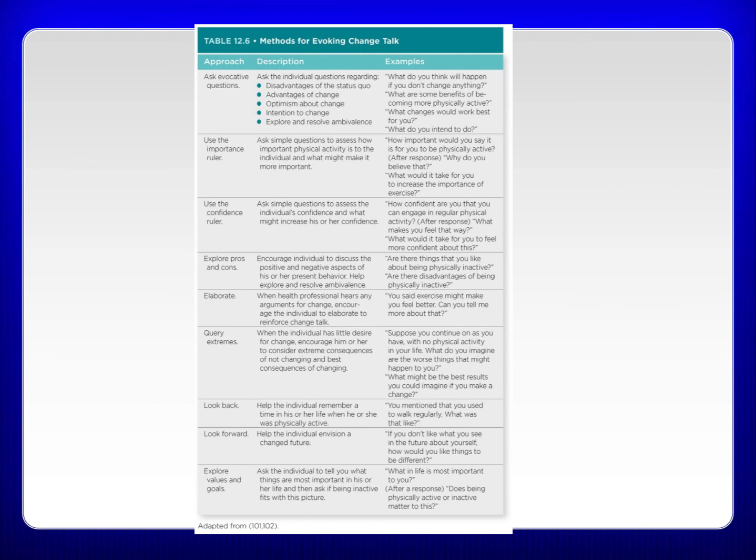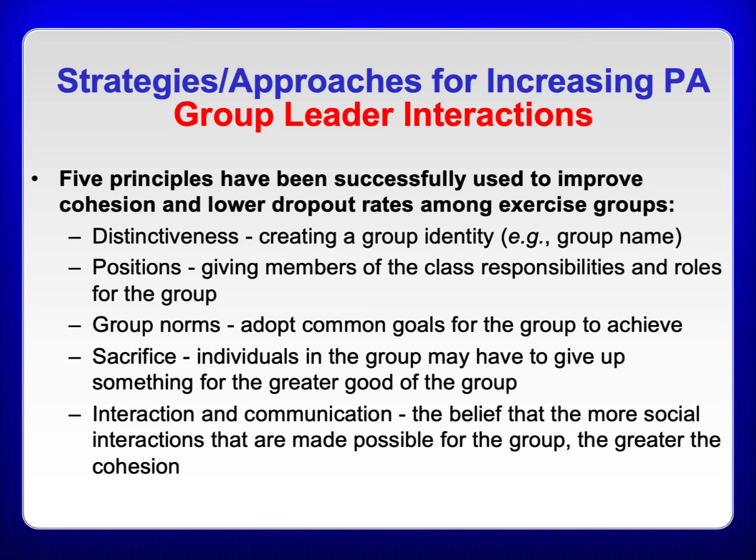Strategies and approaches for increasing physical activity as a group leader interaction. Five principles have been successful to improve cohesion and lower dropout rates among exercise groups. So this would be more like corporate wellness centers where you're going to have a cohort of individuals that are becoming active, as opposed to a specific exercise class and keeping people engaged in an exercise class.